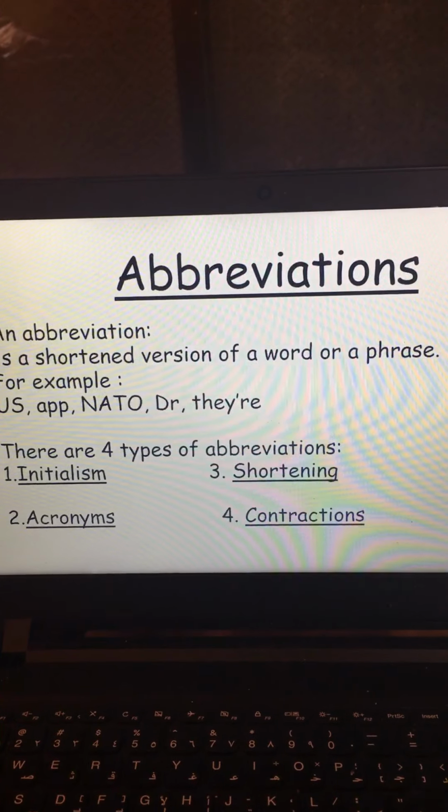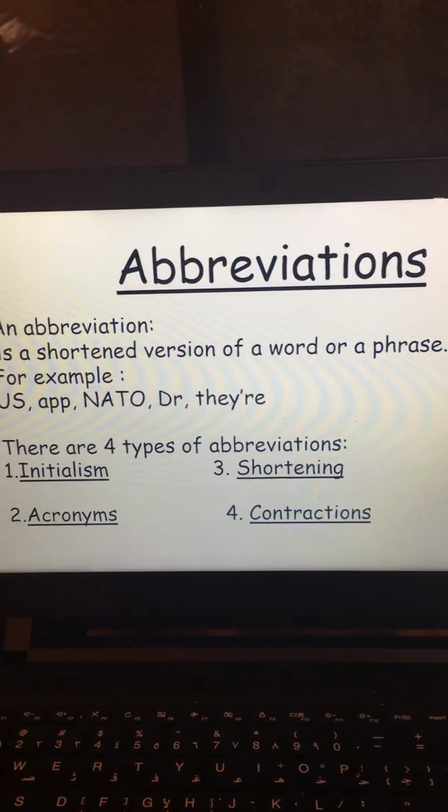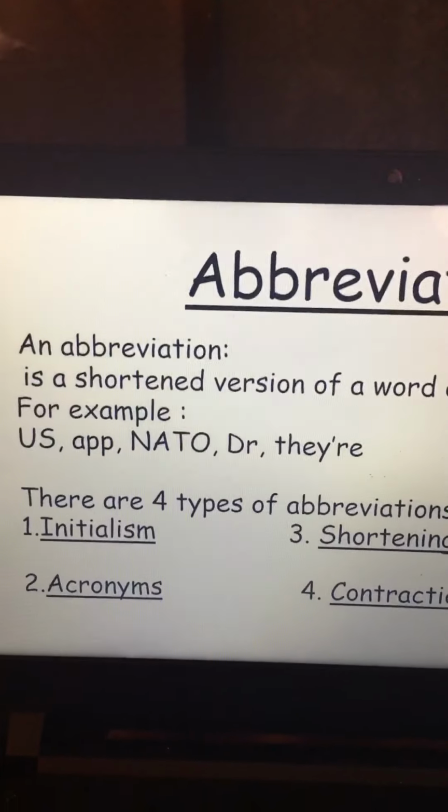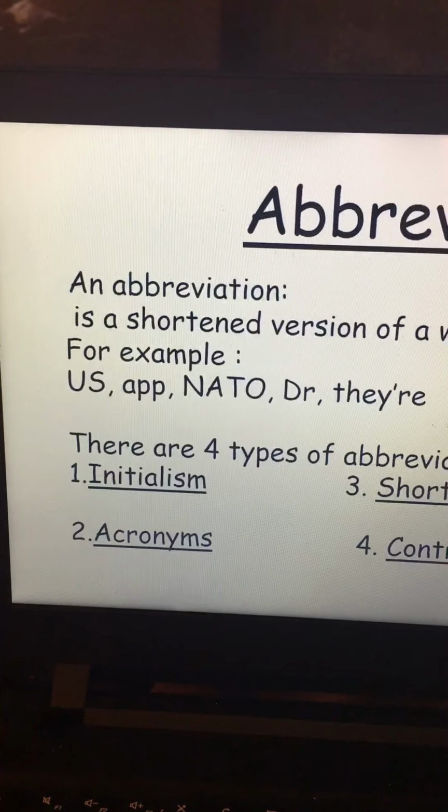Today we are doing an English grammar lesson about abbreviations. What do we mean by abbreviations? An abbreviation is a shortened version of a word or a phrase. Look at the examples below.